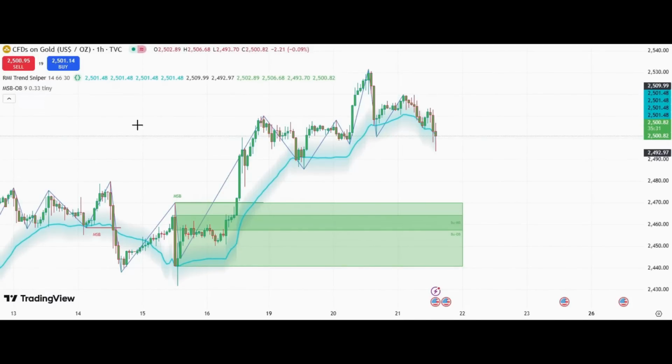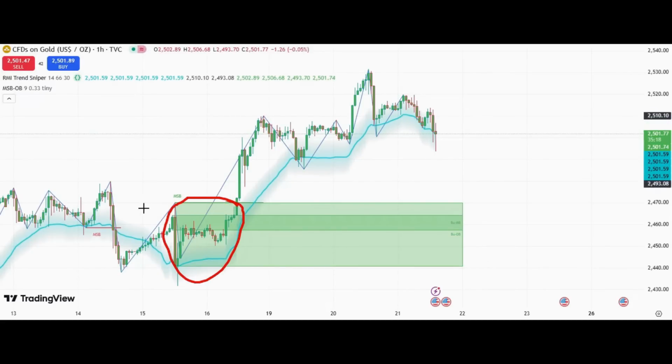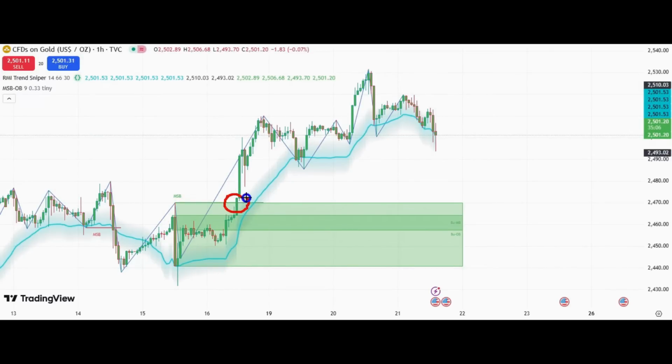This gold, you have here the RMI indicator has already given you hints that the market is going to go up, which means you are only considering to buy. And here you have the market structure created in the market, and you see price was moving inside. At this point, you don't do anything. The moment you have this break here, so once the price breaks above the market structure, this is the point at which you enter your trade.